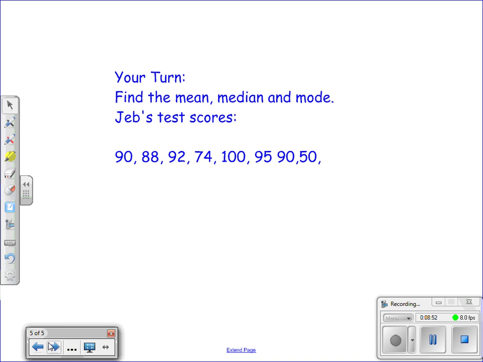Okay, your turn. Find the mean, median, and mode for Judd's test scores. Here they are. So find the mean, the median, and the mode. Write it down on your paper, and we will look at this problem and make sure that you've done it in class the next day we meet.